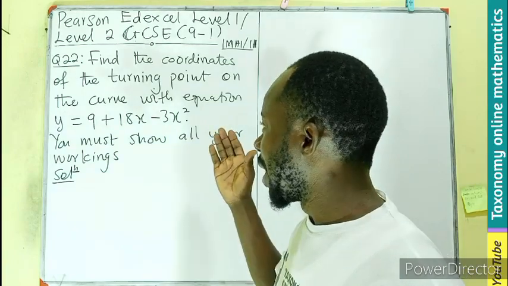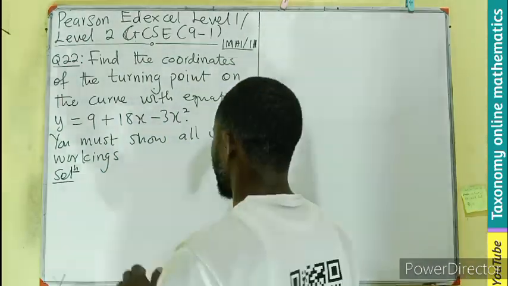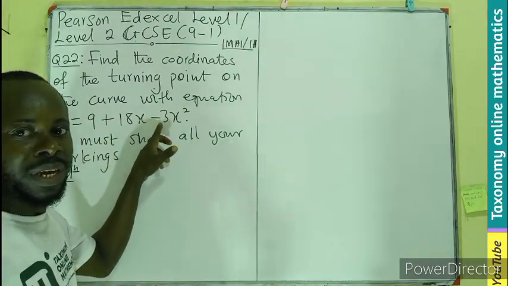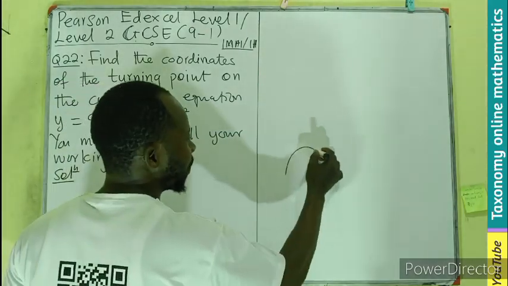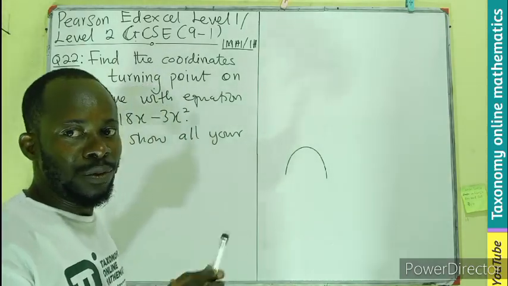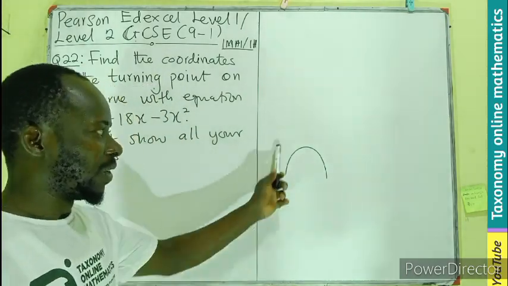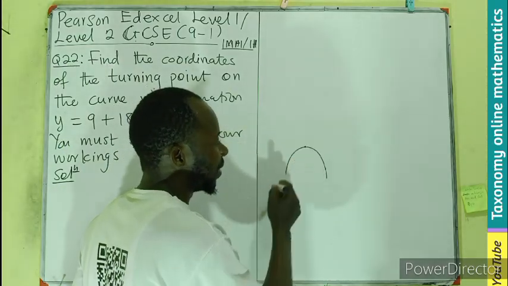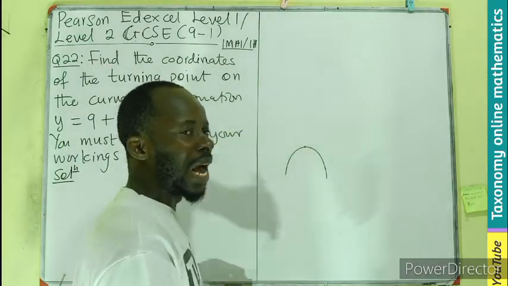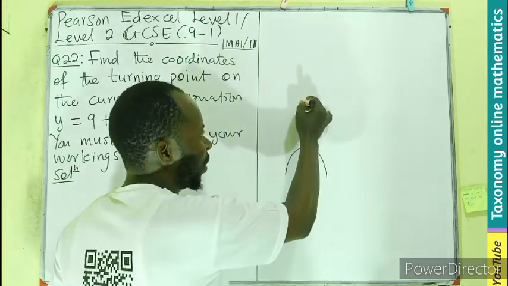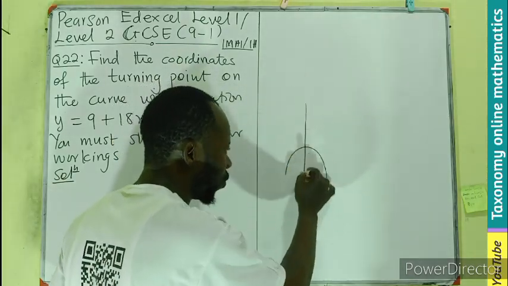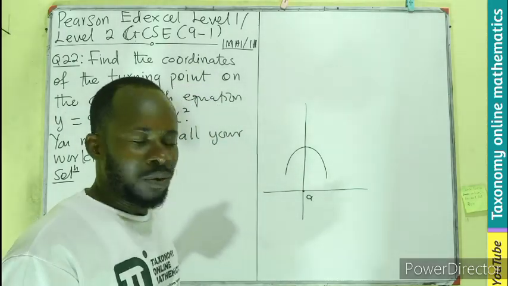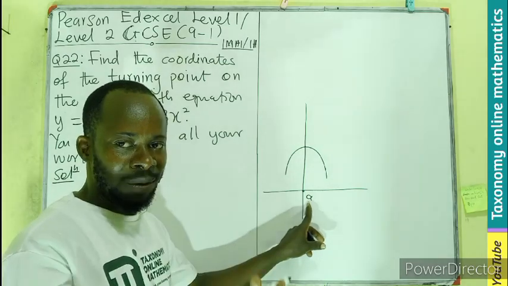Now, we know the curve of a quadratic equation that has a negative x squared coefficient is going to be a hill shape. So this is the curve. Now we want to see the turning point. The turning point is a point at which we have the line of symmetry. The line of symmetry is going to pass through a point on the x-axis.